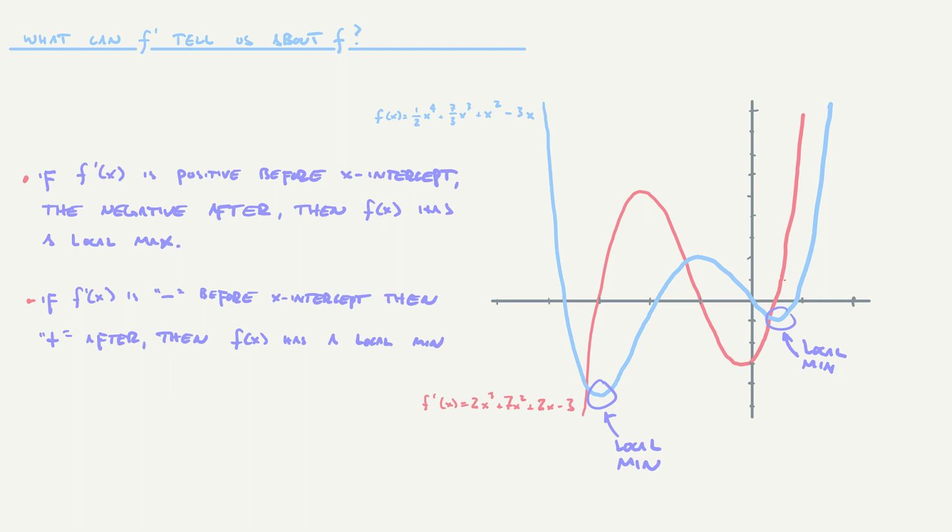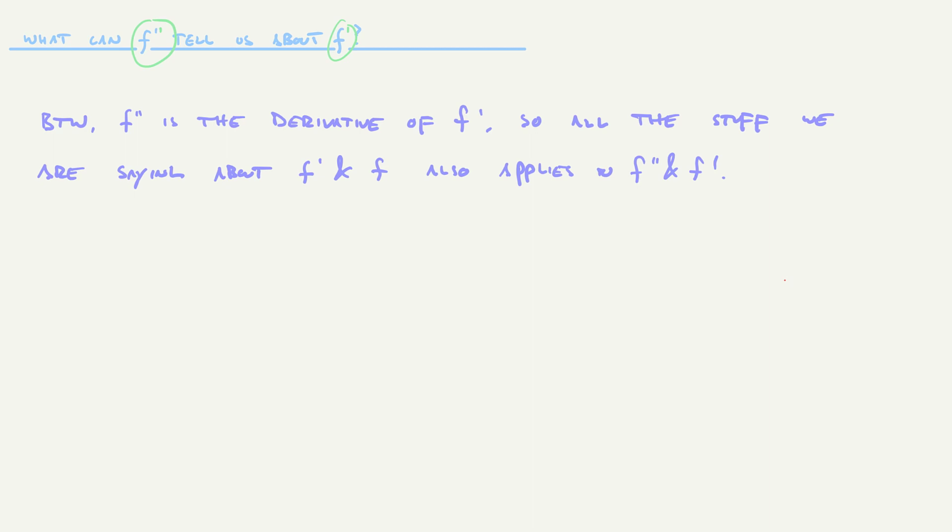So we have these three things that we know about a function and its derivative. Namely, the function is increasing when your derivative is above the x-axis, it's decreasing when it's below the x-axis, and there's a local extrema when your derivative has an x-intercept. And we can actually say these same things about f prime to f double prime. So all the stuff that I just listed applies to f double prime and f prime, and that's because f double prime is the derivative of f prime.